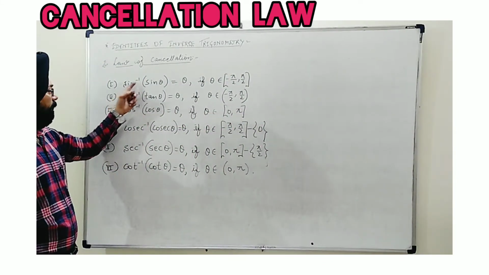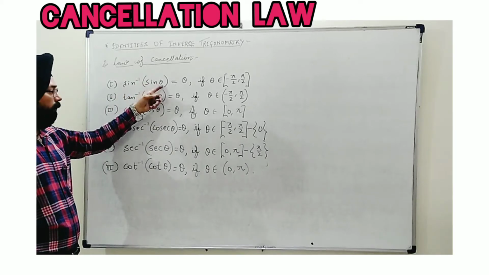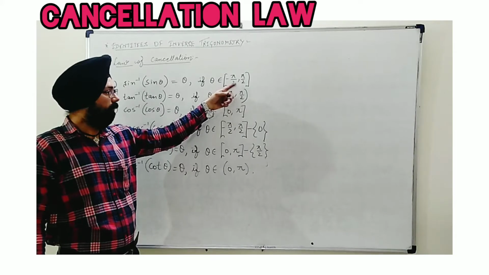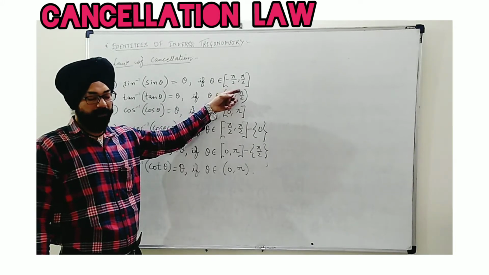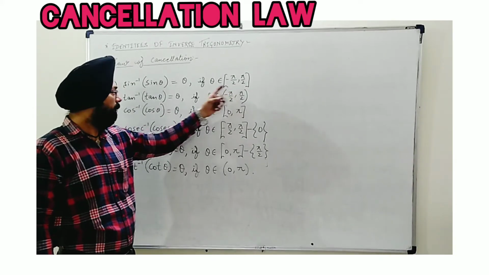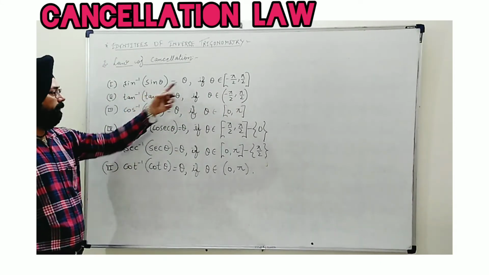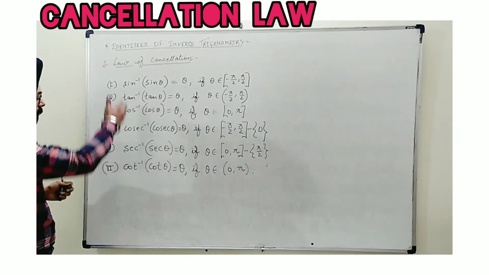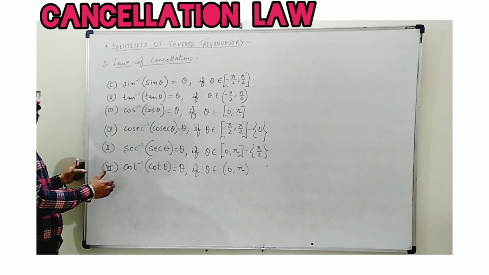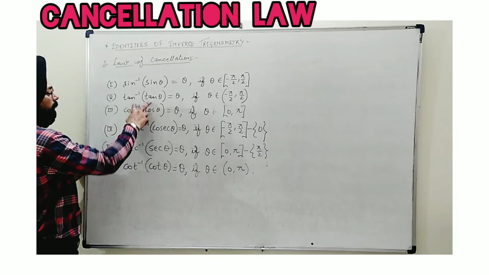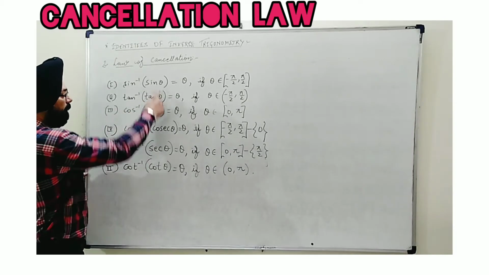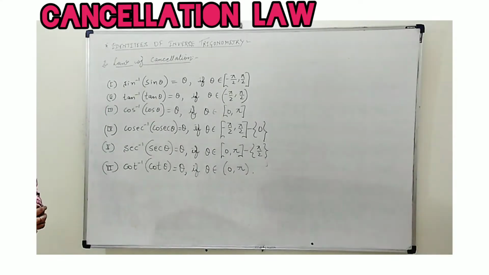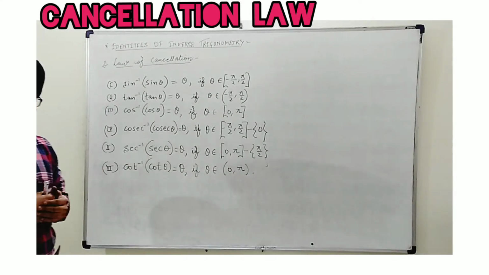Whenever you are given sine inverse of sine theta, if theta belongs to the principal branch of the inverse trigonometric function sine inverse, then these two can be cancelled out and there will be theta. Not only with sine, with all 6 inverse trigonometric functions, cancellation is possible if theta belongs to the principal branch mentioned, which we have seen in other lectures.